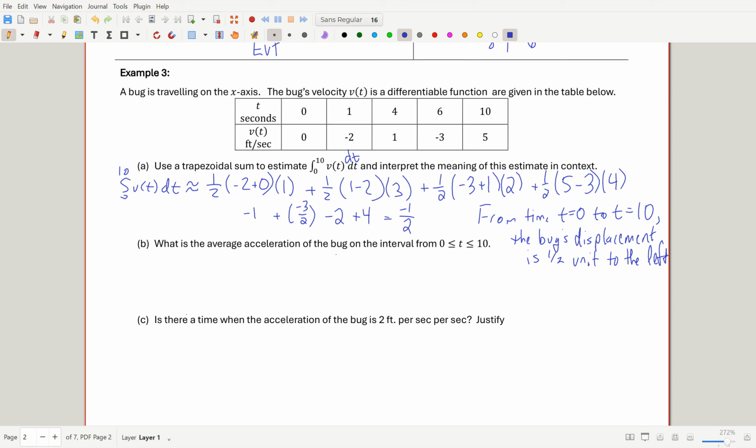Letter B is an interesting one. This kind of goes back to what we were saying yesterday. The question here is, what is the average acceleration of the bug on the interval from 0 to 10? Average rate of change of the acceleration, is that what it's asking? No, the average acceleration, the average value of a function. To find the average value of a function, we integrate that function, and we also put that fraction in the front of it. Do we have acceleration in this problem? No, but watch what happens here. This kind of makes some connections. What is acceleration based on what we have? Acceleration is v prime, right? Yeah, so write that. A of t equals v prime of t.